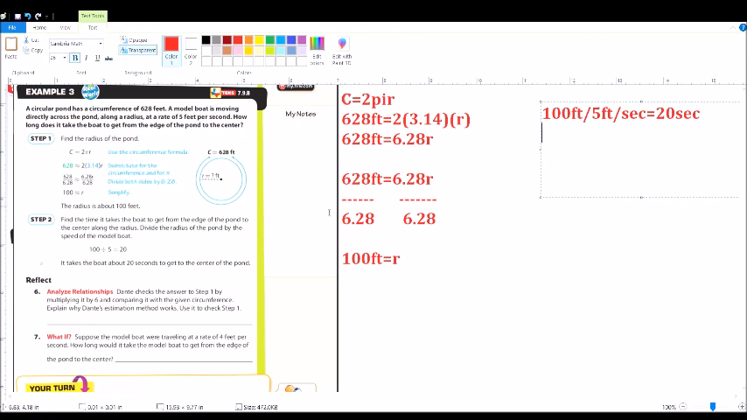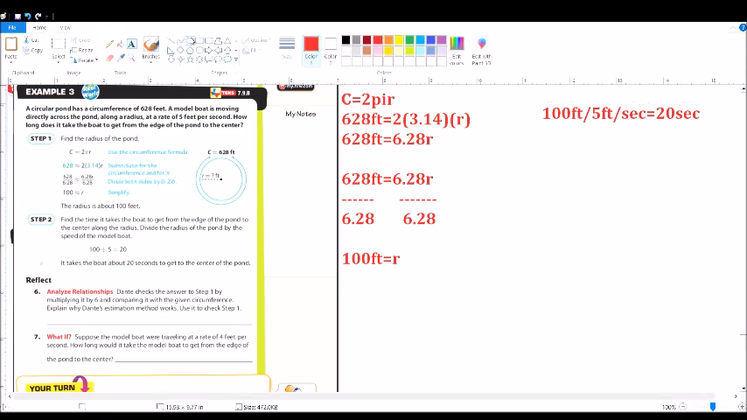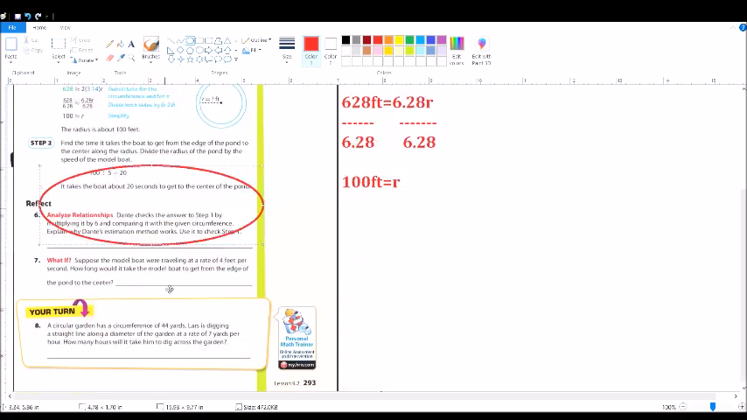Now, let's pop down a little further where it says analyze the relationship. So Dante checks the answer to step 1 by multiplying it by 6 and comparing it with the given circumference. Explain why Dante's estimation method works. And then what if? Suppose it's a model boat traveling at a rate of 4 feet per second. How long would it take the model boat to get from the edge of the pond to the center?